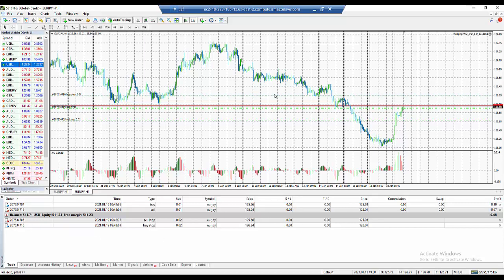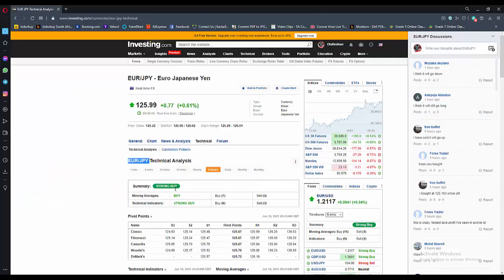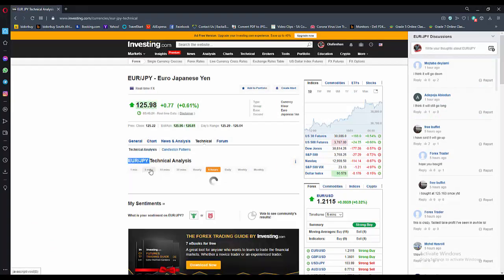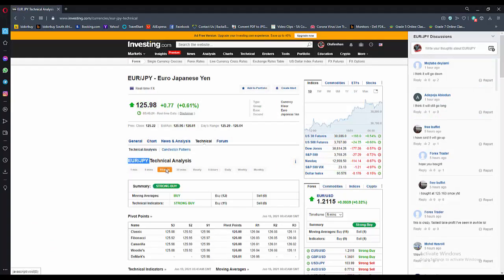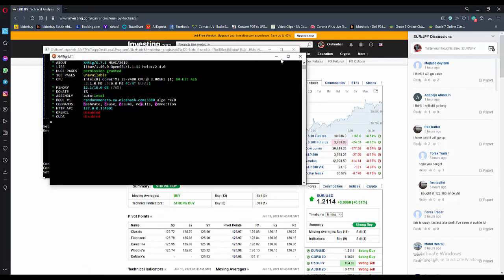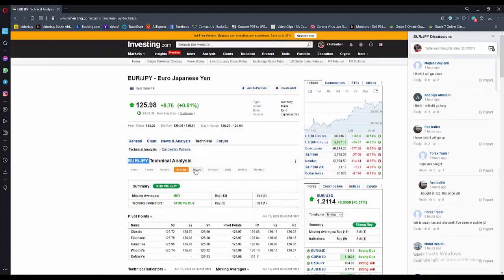In the evening, we're going to come back and look at the statement, look at what happened in the market, and see what we have done right and wrong. But like I said, why am I picking this Euro Japanese yen? Because it is the one that gave me strong direction for at least 5 hours.